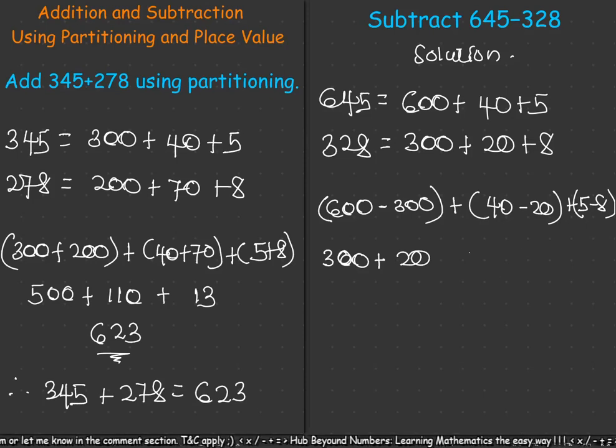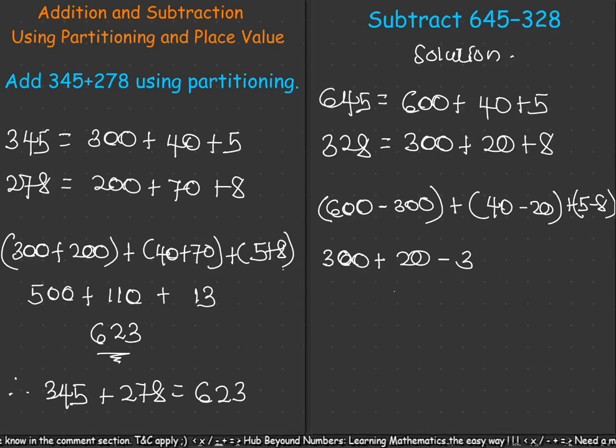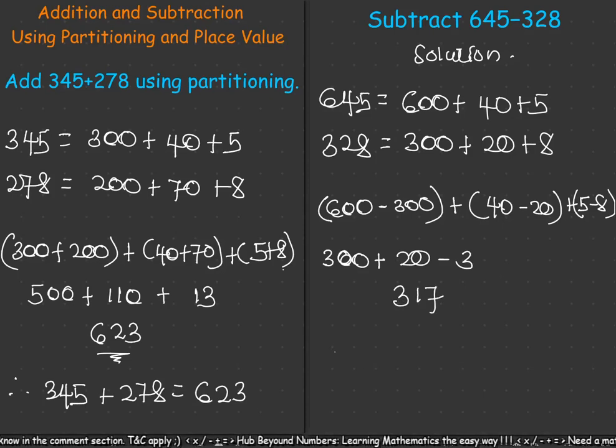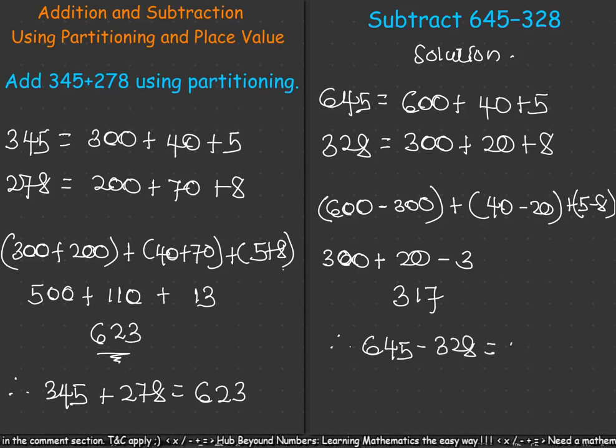5 minus 8 will give us a negative 3. So instead of the plus here, you rather write negative 3. Then you come and evaluate. So you have 300 plus 20, which gives you a 320. 320 minus 3 would also give us a 317. So we say therefore 645 minus 328 gives us the answer 317. This that we have done here applies to whole numbers.